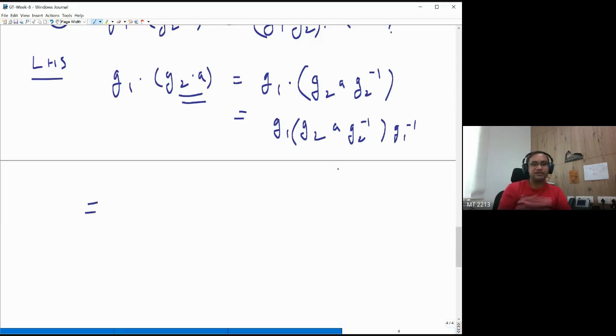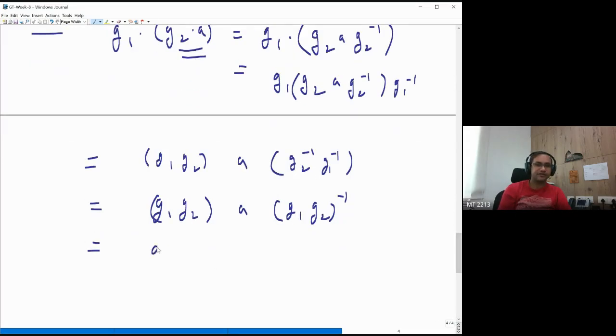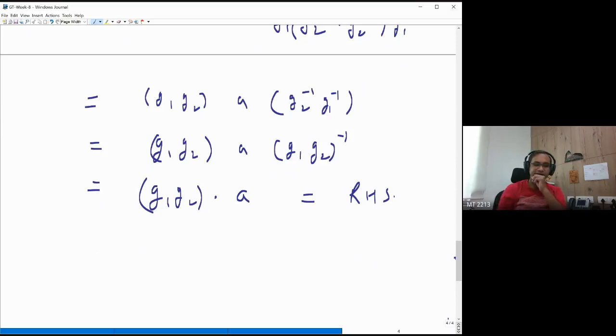But the group multiplication is associative, and all this is happening inside the group G itself, right? So I can rewrite this as g1 g2 a and then g2 inverse g1 inverse. But this g2 inverse g1 inverse is nothing but (g1 g2) whole inverse, right? So g1 g2 a (g1 g2) inverse, which is the right hand side, the same as g1 g2 acting on the element a. So this is an action. It's quite clear that this is an action.